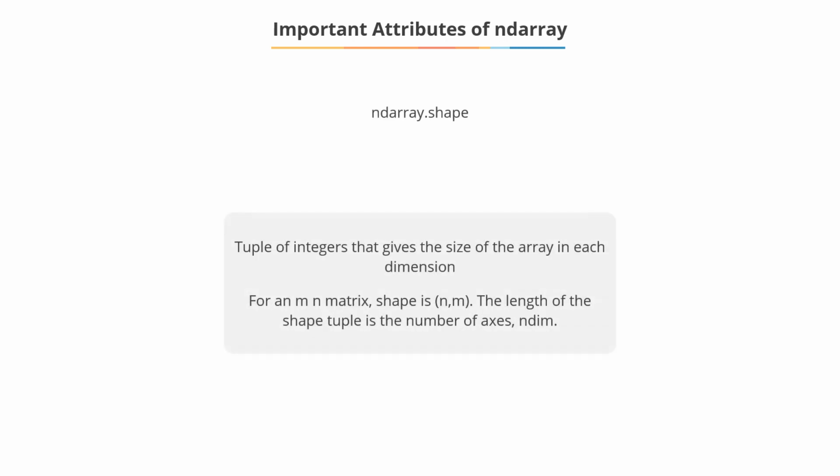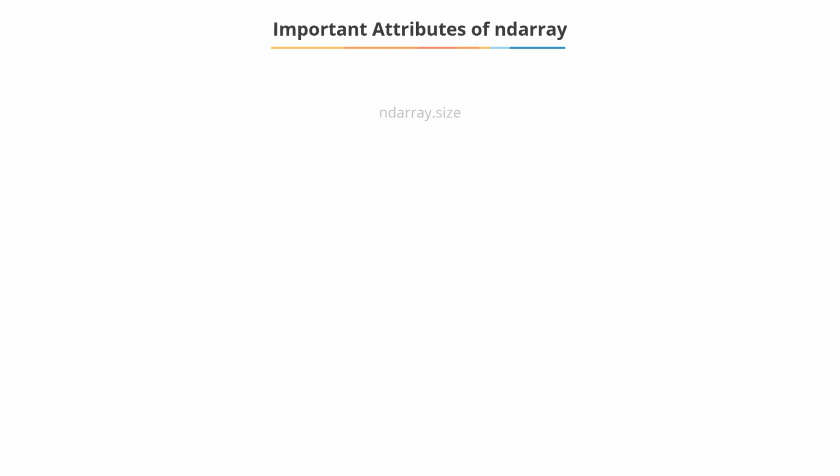Some of the important attributes of ndarray are as follows. ndarray.ndim: the number of axes, or dimensions, of the array. ndarray.shape: this is a tuple of integers that gives the size of the array in each dimension. Therefore, for an m by n matrix, shape is (m, n). The length of the shape tuple is therefore the number of axes, ndim.